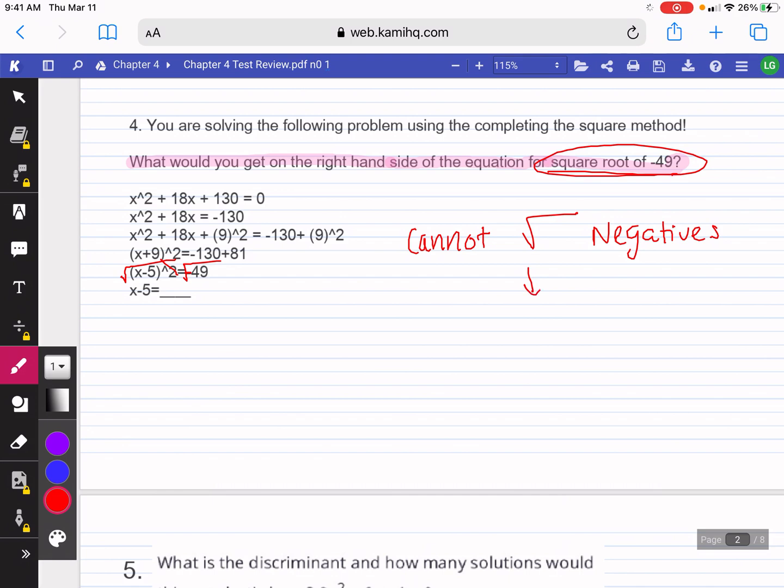So remember, since you cannot square root negatives, instead of being real, you get an answer that's imaginary. Since it's imaginary, you have to put that little i in your answer. So square root of 49 would be 7. So square root of negative 49 would be 7i. And then don't forget, you have to put that positive or negative sign in front because there can be up to 2 answers.